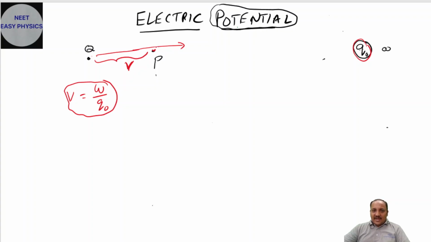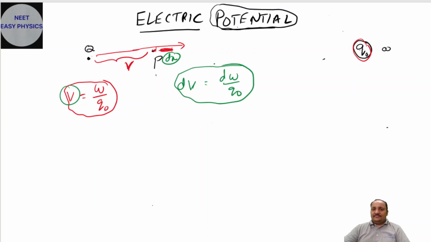If we have a very small distance dx, then the potential is also going to be, at that time, dV is equal to dW by Q naught. Isn't it? Like this also we will write. Next, this is the general definition of voltage.